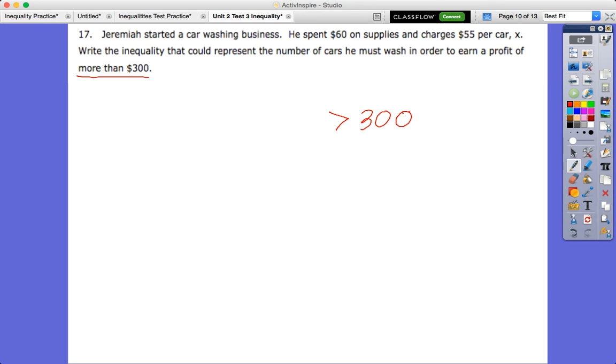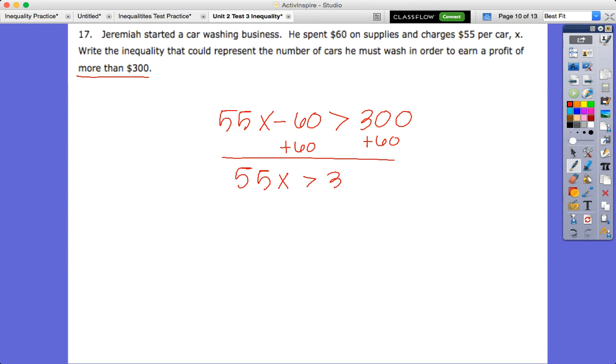Now, he charges $55 per car. However, he has a cost of $60. Anytime you have a cost, you subtract that amount. So now we're going to add 60 to both sides. Then we get 55x is greater than 360. Now we divide both sides by 55. We get x is greater than 6.5. And that's the final answer.